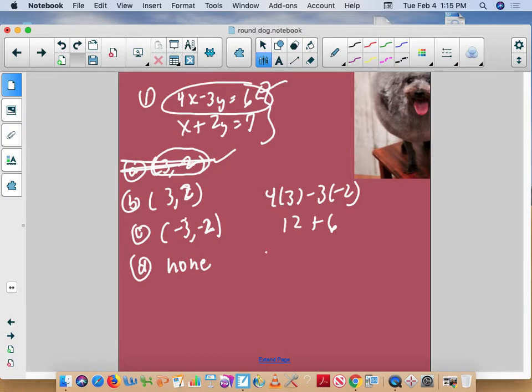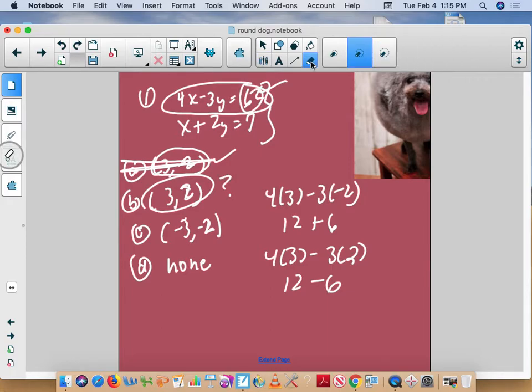Okay, let's try the next one. 4 times 3 minus 3 times 2. All right, I'm going to put in 3 for x and 2 for y. That's 12 minus 6. What does that equal? 6. It might be this one, but it has to work in what equation?